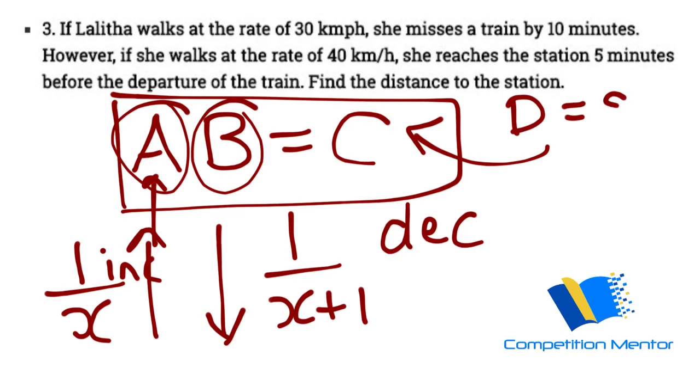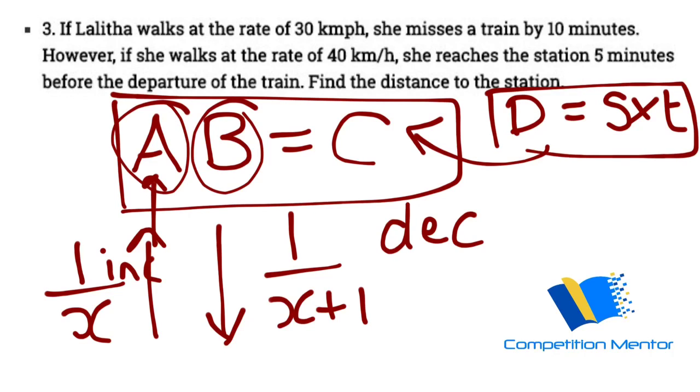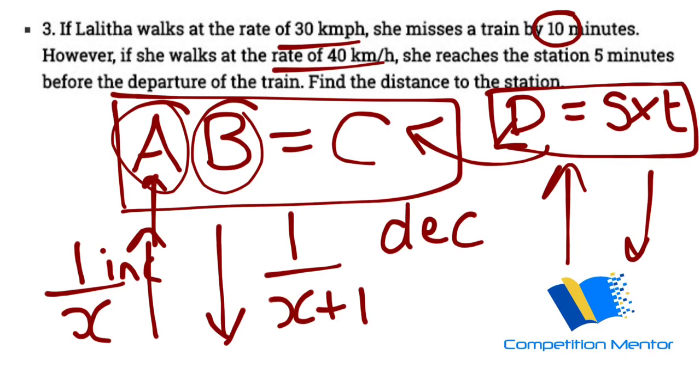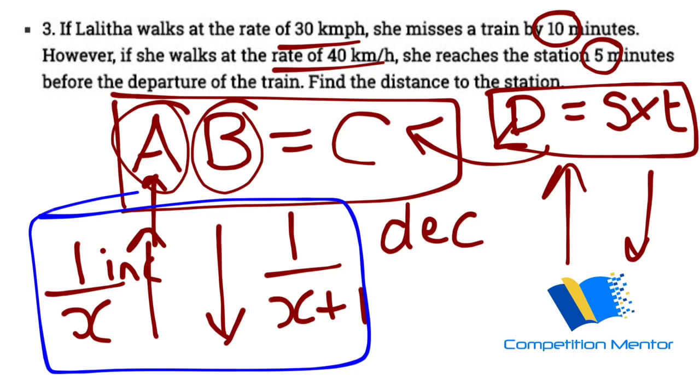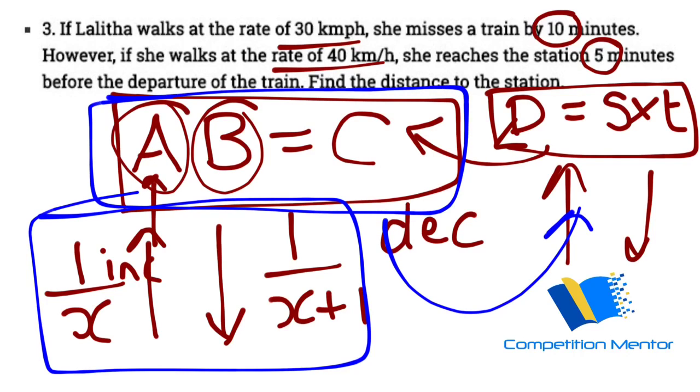Why? Because d equals s into t, right? D is constant, and you can see that one way there is an increase in speed, and there will be a decrease in time. So first he was late by 10 minutes and then early by 5 minutes. So you can very well imagine you can use this concept here. The only point you need to remember is that a 1 by x increase will result in a 1 by x plus 1 decrease, and that is only applicable when AB equals C is constant. So whenever this situation happens, you can use this.